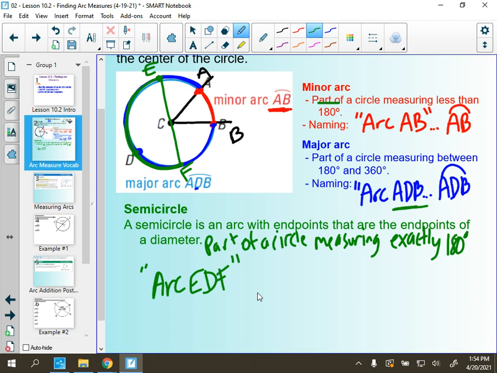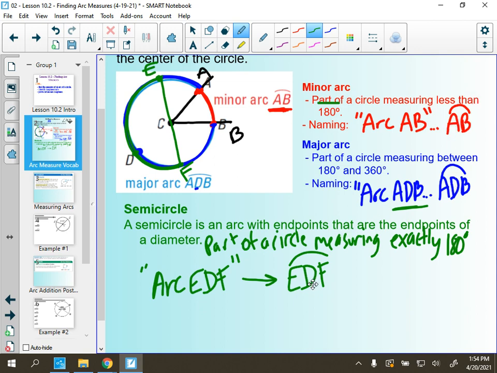So it wouldn't look any different than a major arc as far as using the 3 letters, starting with the quote unquote endpoints and using a point in the middle. But we wouldn't abbreviate it any other way. It would still look like arc EDF with a little arc above the top of it. So just on the surface, you can tell a minor arc just by the name. It's got 2 letters. That's got to be a minor arc.